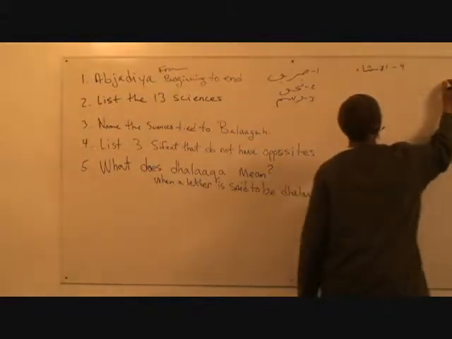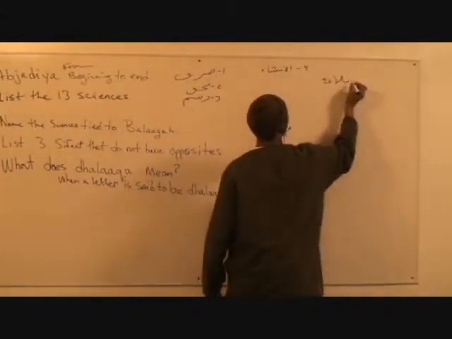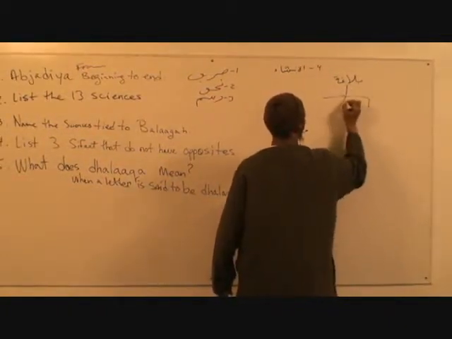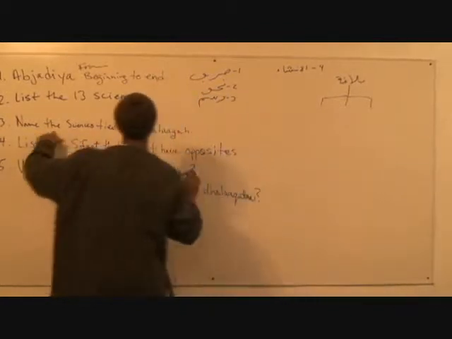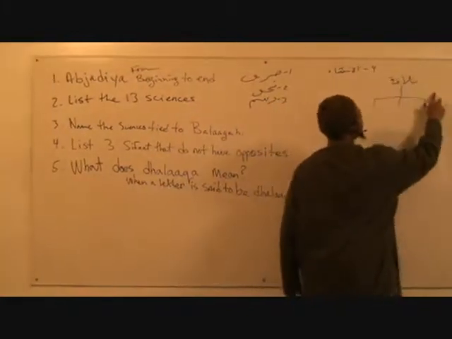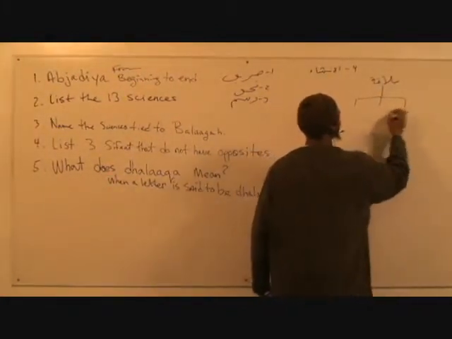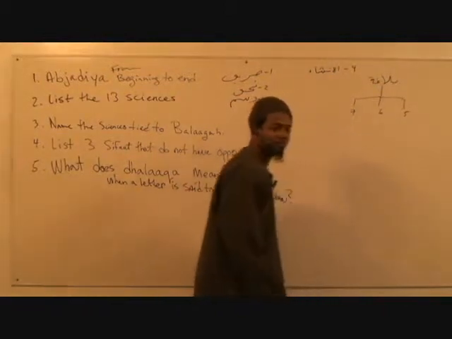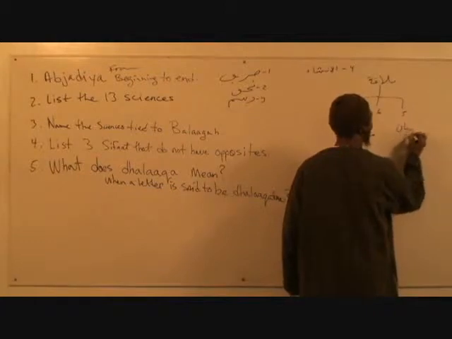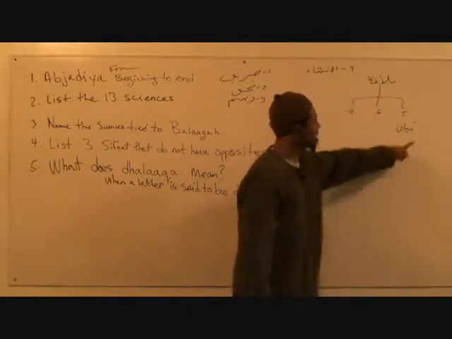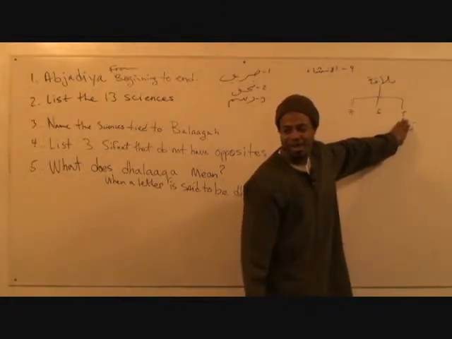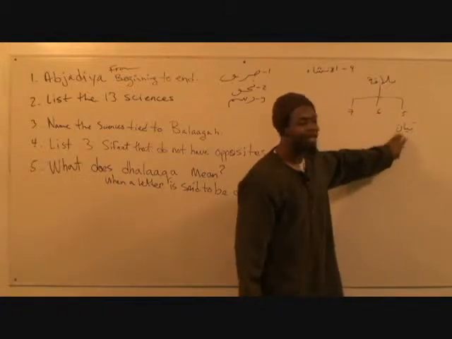Balagha is the name of three sciences. What are the three sciences that come under Balagha? Name the sciences tied to Balagha, because Balagha is not one by itself. It is a title for three sciences. Give it to me. 5, 6, 7. Bayan. Okay. Say Ba, Yan. Not Bayan, but Bayan. Everybody, say ba fatha ba. So it's Bayan.